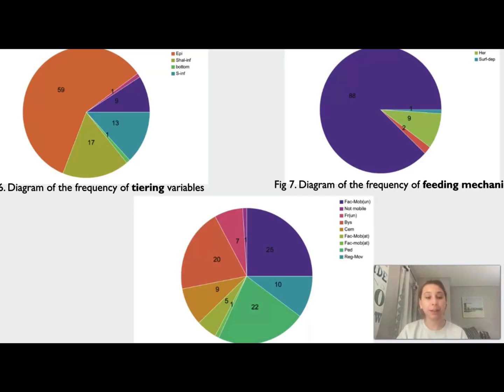Figure 5 shows a diagram of the frequency of tiering variables, and you could see epifaunal is the most prominent here, or the most occurring. Figure 7 shows a diagram of the frequency of feeding mechanisms, and suspension feeder is the most prominent here. And figure 8 shows a diagram of the frequency of mobility levels, and you can see facultative mobile unattached is the most frequent here.